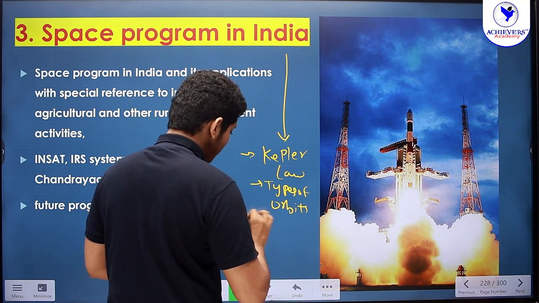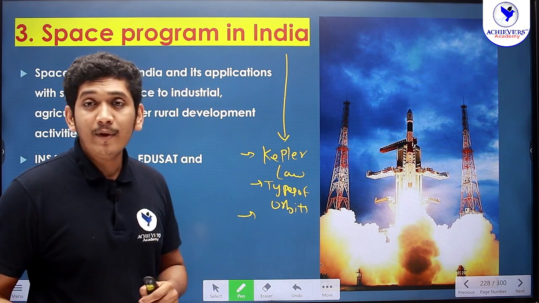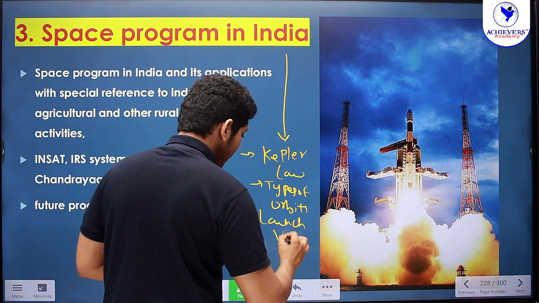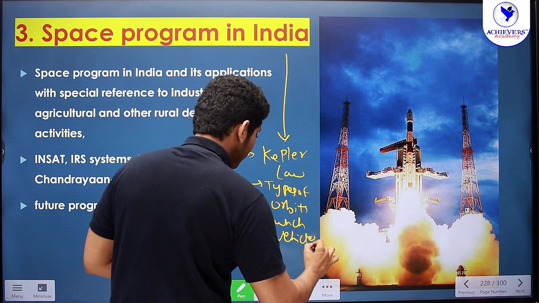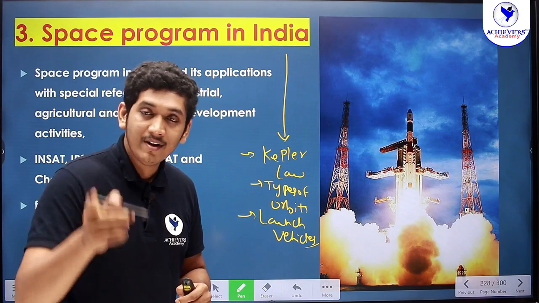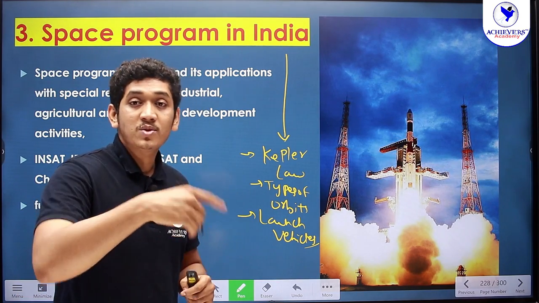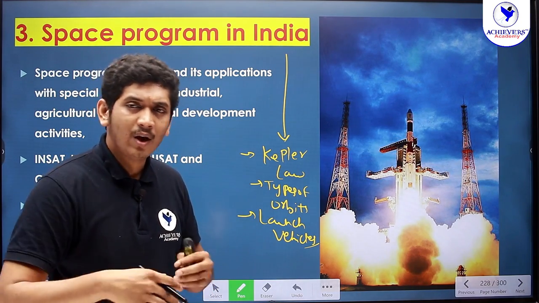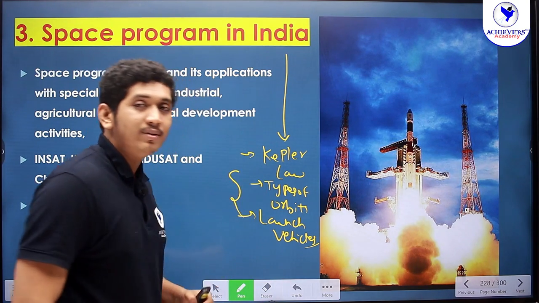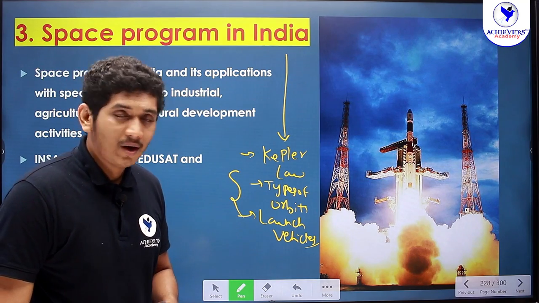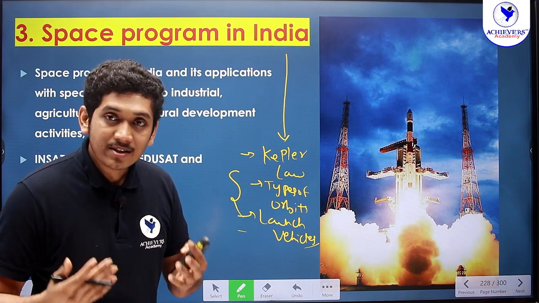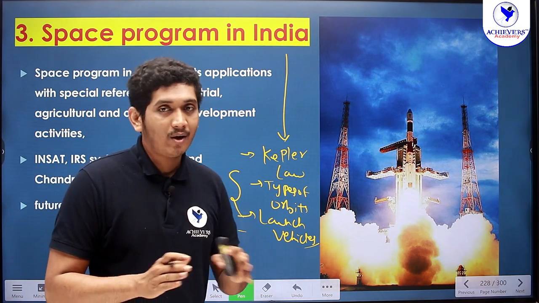Soon after the types of orbits, I will teach you different satellite launch vehicles of India, present and next generation: ramjet, scramjet, PSLV, GSLV, satellite launch vehicle, augmented satellite launch vehicle. All I will be teaching you, and I will make you interlink orbits with the launch vehicle. From here we will go into the satellites, various types of satellite systems of India and all those.